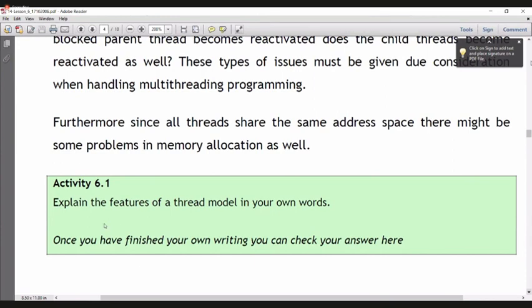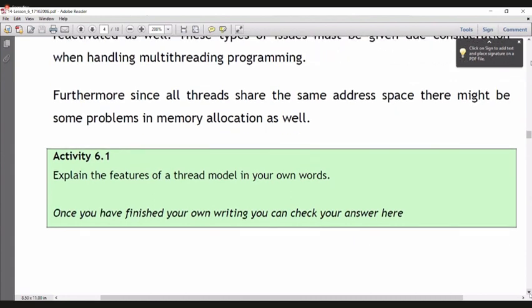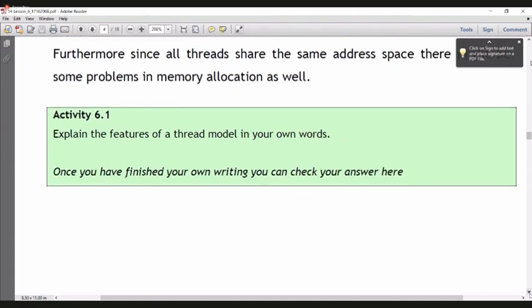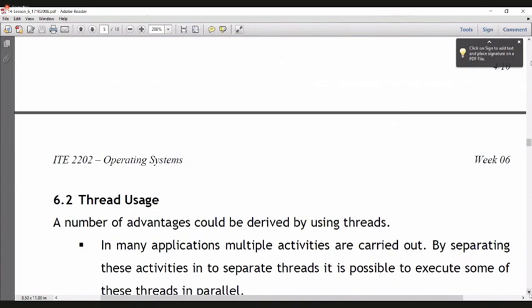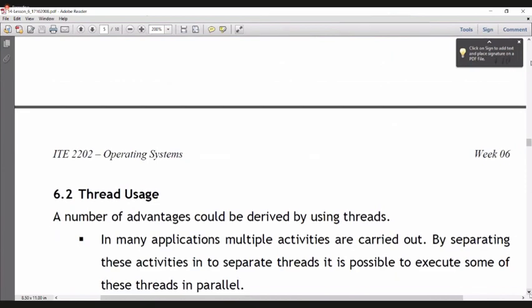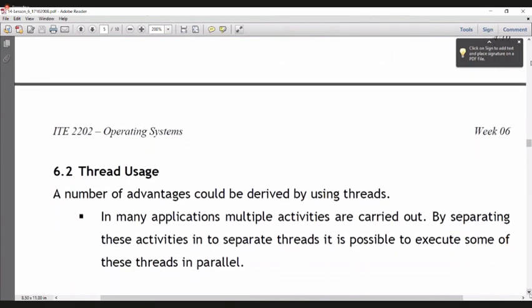Okay, so that's the introduction about threads. Explain the features of a thread model in your own words. That's an exercise here for you to practice. Do you have any questions, or can we go to the next one?